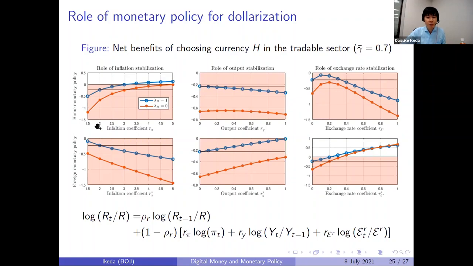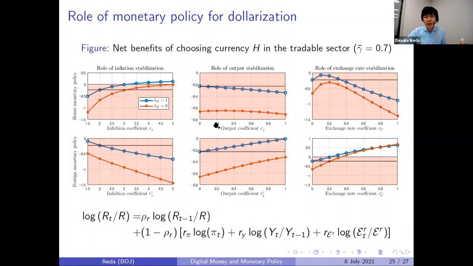Under these monetary policy rules, the net benefits are negative, implying digital dollarization in the tradable sector in the home country. But if central banks have a stronger stance on stabilizing inflation by setting the inflation coefficient at 5, then the values become above zero. And so firms now are willing to choose home currency as an invoice currency. So the central bank can block digital dollarization in this case. But the opposite applies to the foreign central bank. If the foreign central bank has a stronger stance on stabilizing inflation, then the net benefits go down.